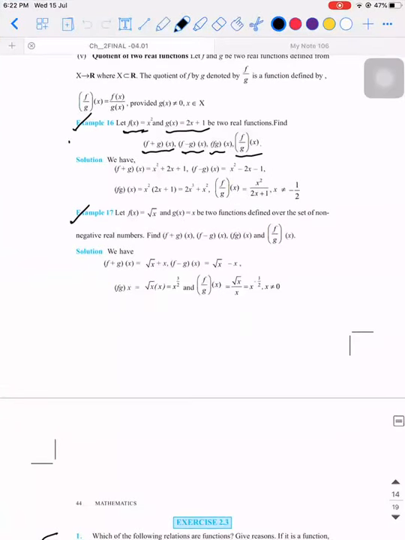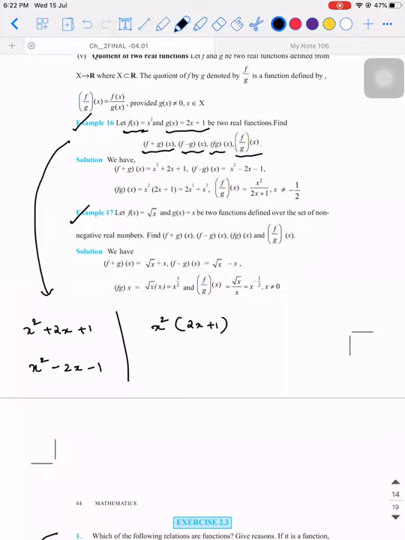So how to do the 16th one? The 16th one: f of x plus g of x is x square plus 2x plus 1. I hope it's clear. F of x minus g of x is x square minus 2x minus 1. F of x into g of x is x square into 2x plus 1. F of x divided by g of x is x square divided by 2x plus 1.